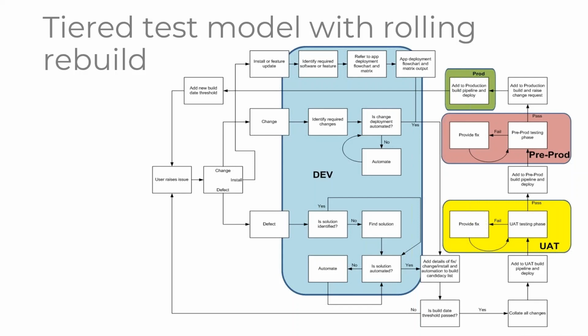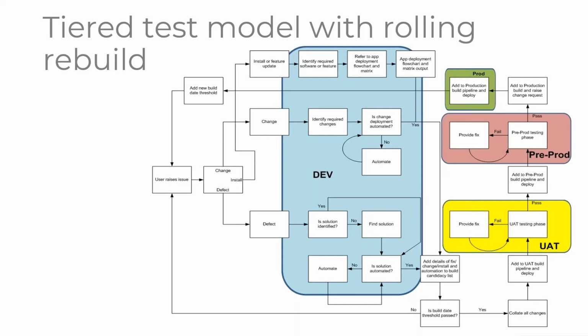Once it passes that, it then rolls into the UAT environment where it gets some real users on there, proper application owners. Again, if anything fails, we push it back through, provide the fixes, update the build. If it then passes again, we push to pre-prod, which is a much more formalized testing phase. It's a direct replica of production apart from these new changes.